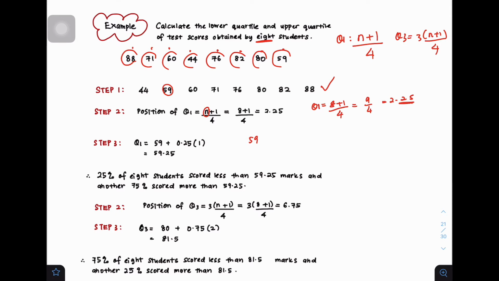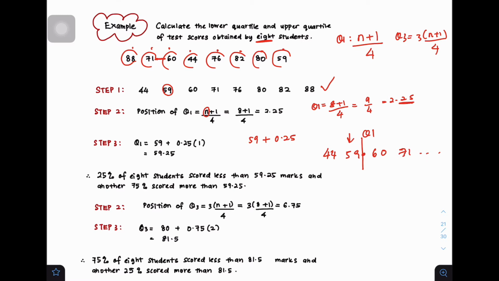So 59, you need to plus with 0.25 darab dengan perbezaan di antara data ni. Kenapa macam tu? Okay, sekarang macam ni. You have the data 88, data yang dah susun ni. You have 44, 59, 60, 71 and so on. Okay, sekarang you punya Q1 terletak di 2.25. Dia bukan exactly data yang kedua, tapi dia terletak pada sini, data yang ke 2.25.